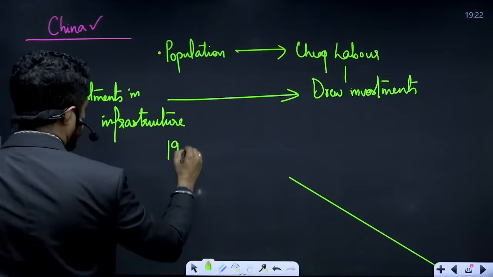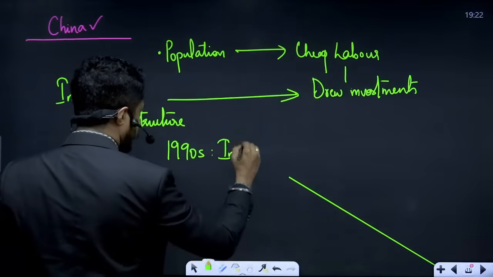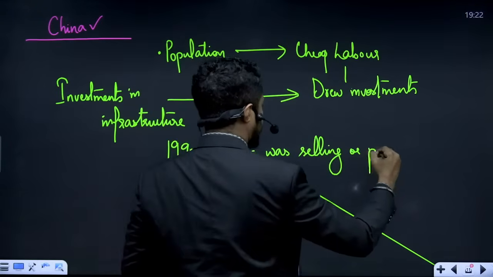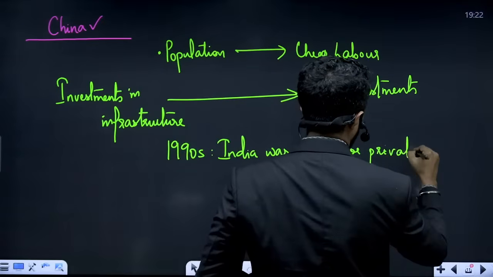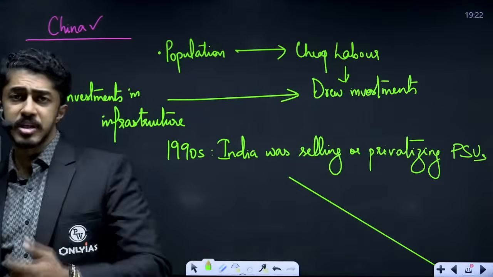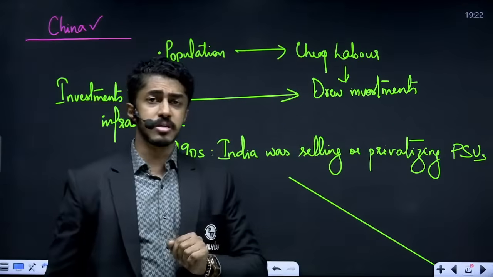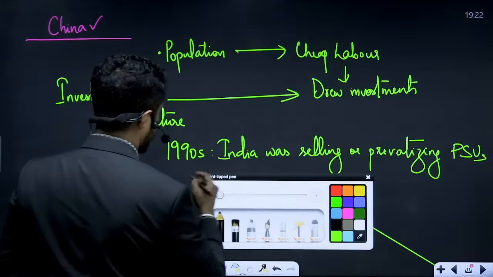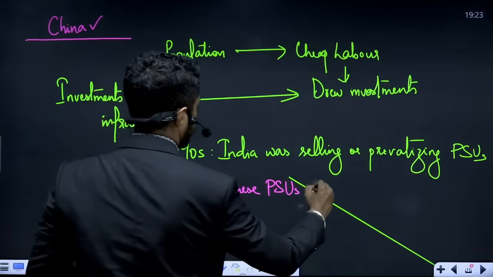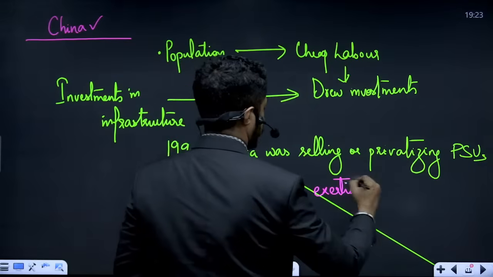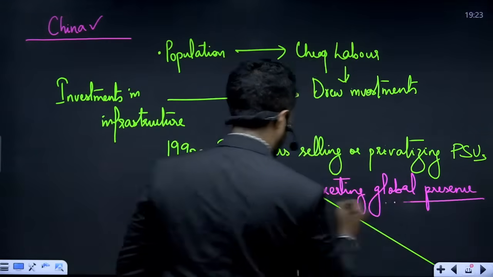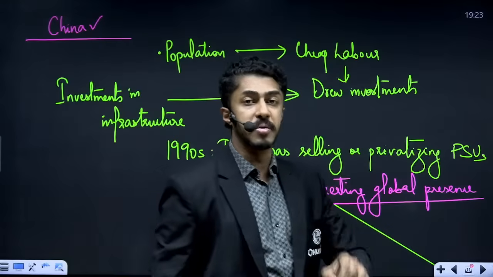So if in the 90s, if India was selling or privatizing PSUs, PSUs mean public sector units, government companies basically. India was selling or privatizing PSUs. What was China doing? Chinese PSUs were exerting global presence.